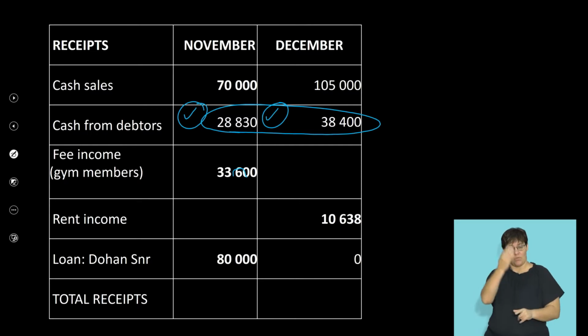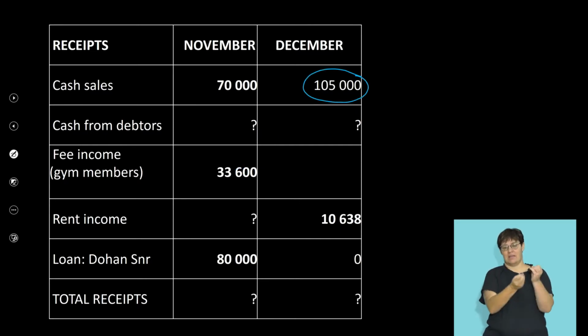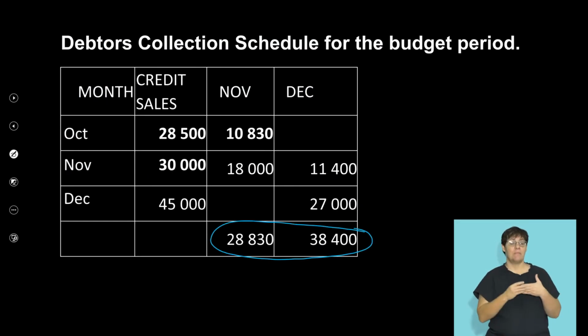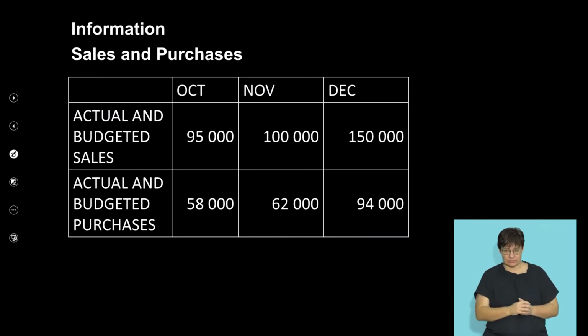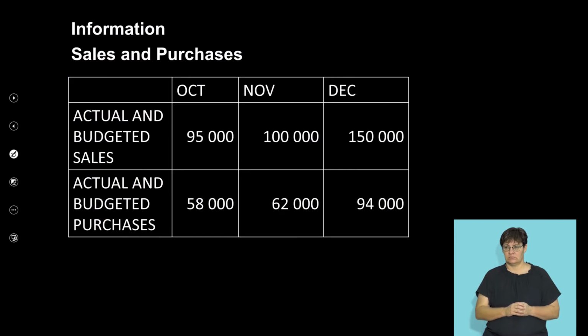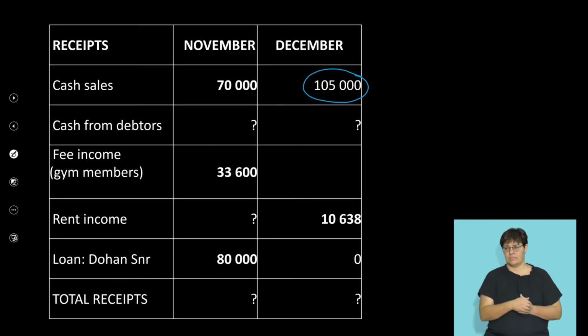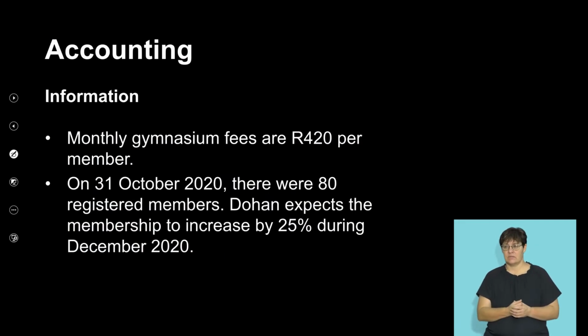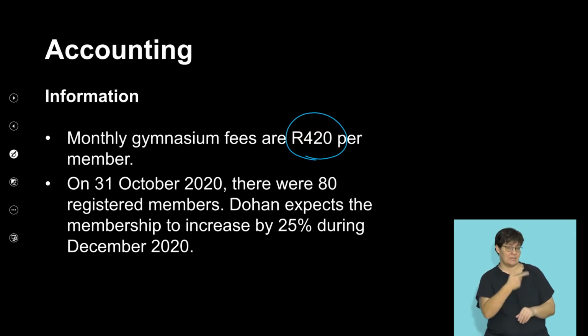The next item we have to work out, I think, is our gym income from gym members. Let's have a look at that. What was the missing figure? We had that one. Okay. So the next one we have here, they're telling you monthly gymnasium fees are 420 Rand per member. On the 31st of October 2020, there were 80 registered members. Duan expects the membership to increase by 25% during December.